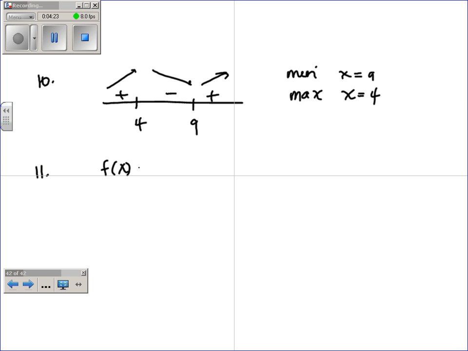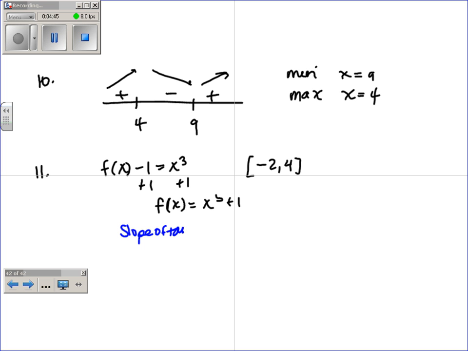f of x equals 1. Oh no, f of x minus 1 equals x cubed. We're on the interval from negative 2 to 4. I'm going to go ahead and add this one over. So f of x equals x cubed plus 1. Mean value theorem says the slope of the tangent line, which would be the derivative, 3x squared, equals the slope of the secant line, which is the change in y, f of 4 minus f of negative 2, over 4 minus negative 2.